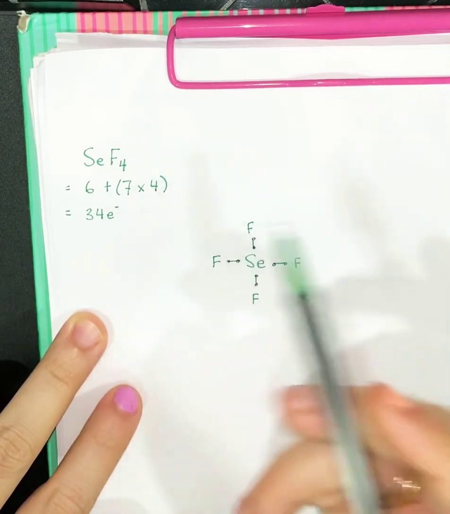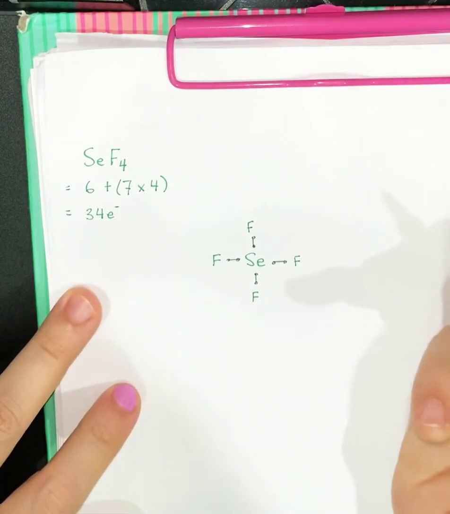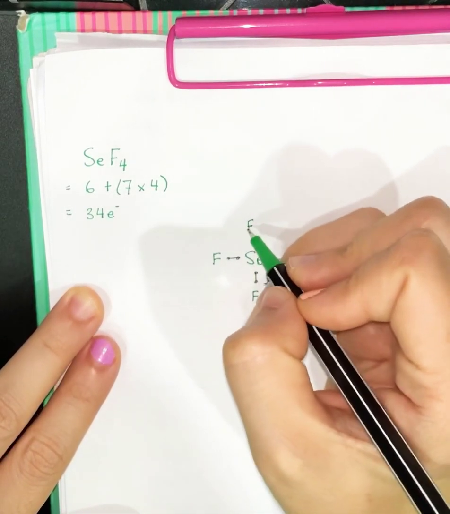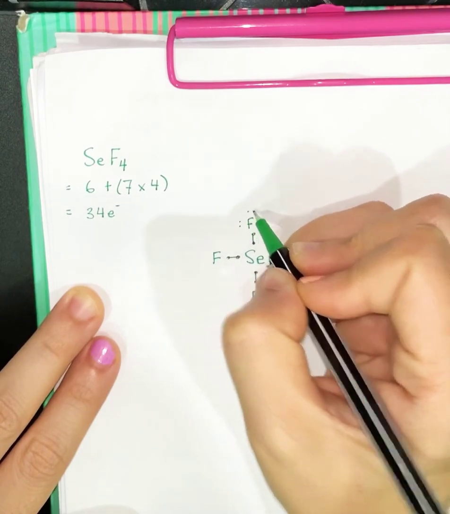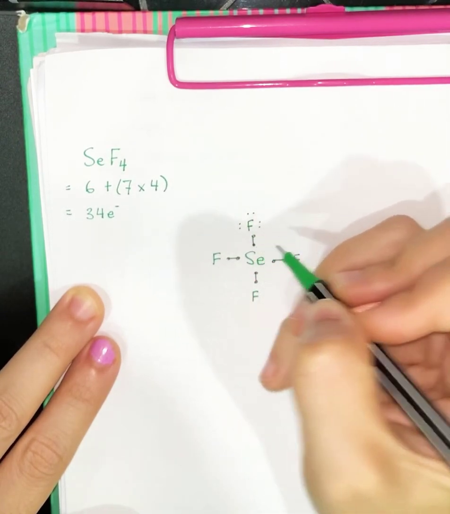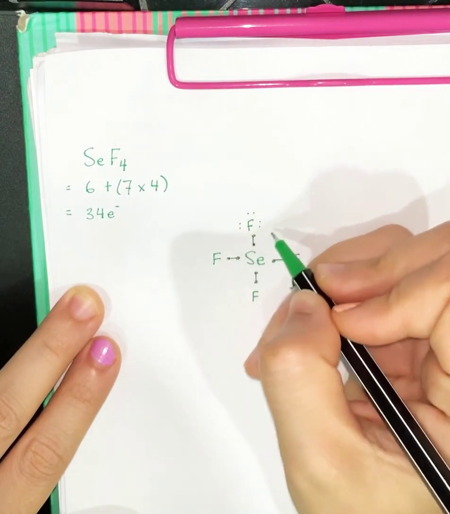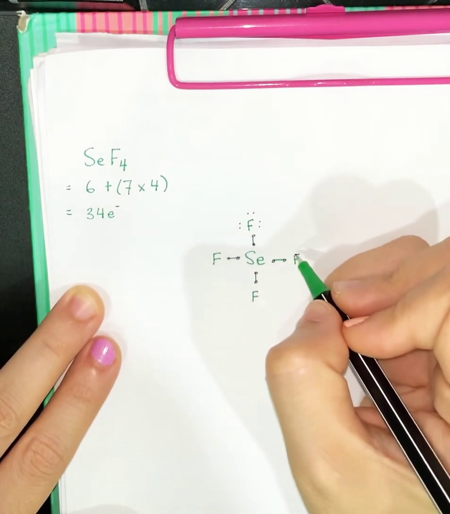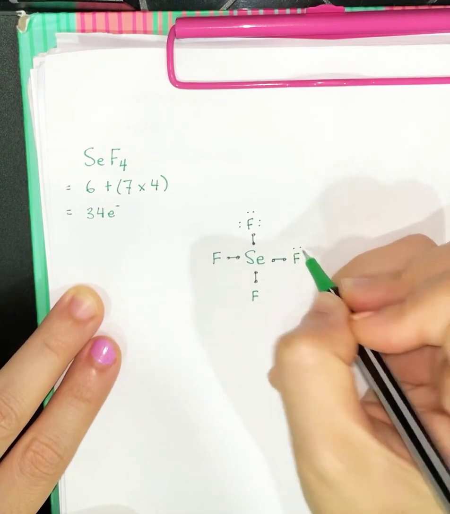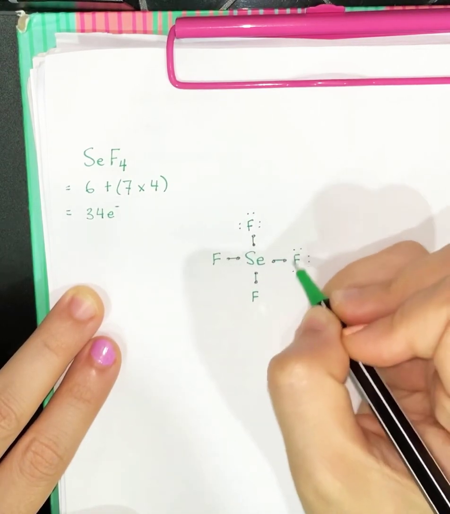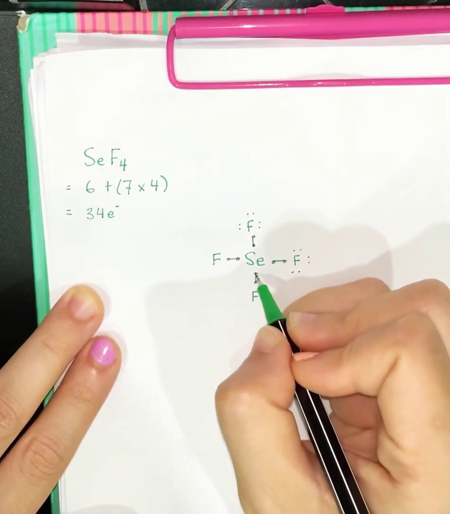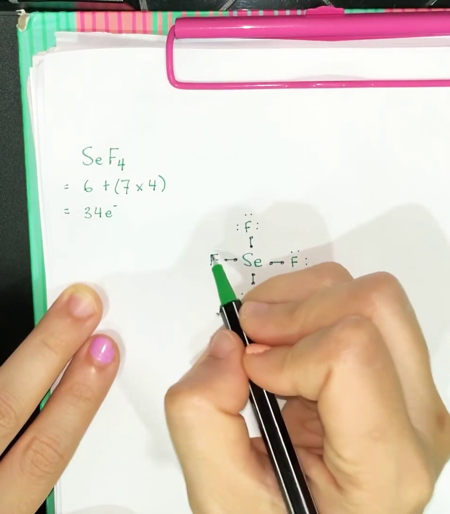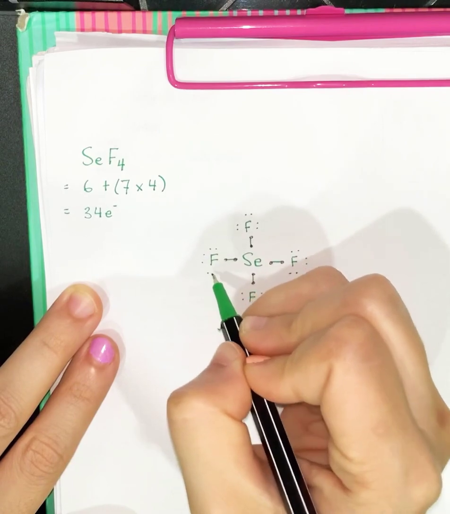Firstly, fluorine has 7 valence electrons. We add the 7 for fluorine. So 1 here is fluorine's, 2, 3, 4, 5, 6. So now fluorine combined with the shared pair has the octet: 1, 2, 3, 4, 5, 6, 7, 8. It has the octet. This one is the same.